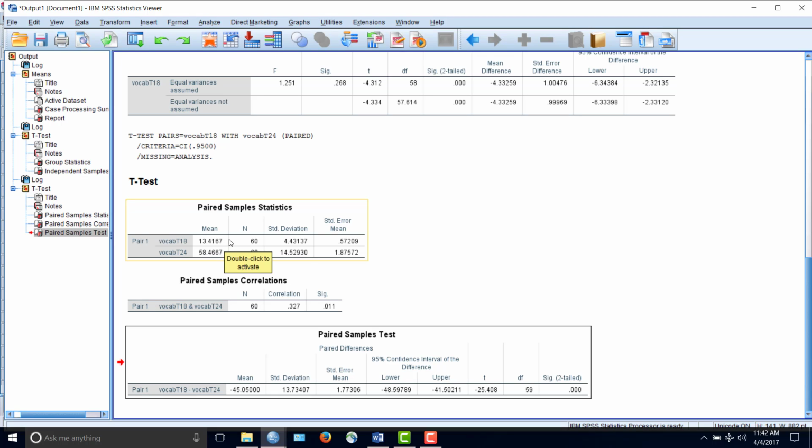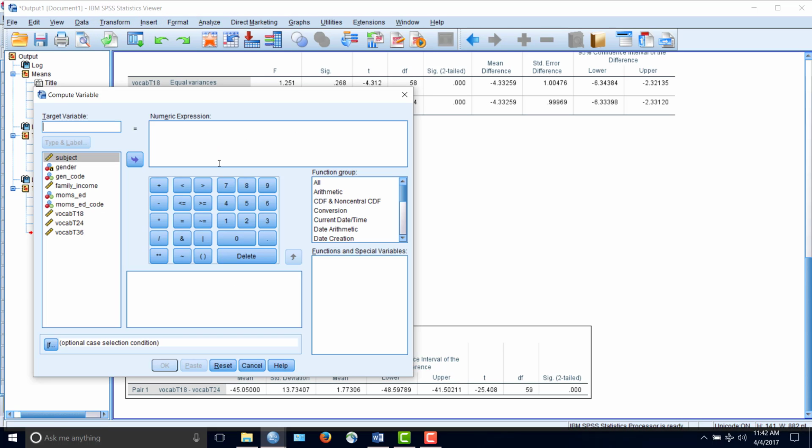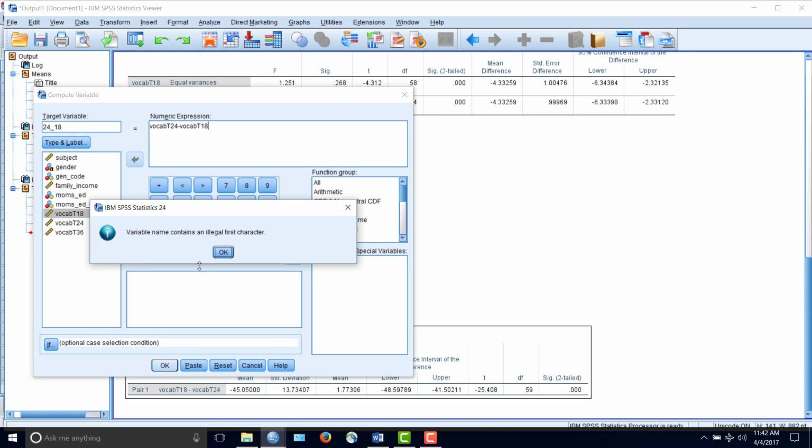Note that the difference between these two numbers amounts to negative 45.05. So another way to think about this would be to take this difference score and compare it to 0. I'll show you that right now, actually. So I'm going to compute a 24-month to 18-month difference score. I'm going to take this number, I'm going to subtract vocabulary at 18 months, so vocabulary at 2 years minus vocabulary at 1.5.